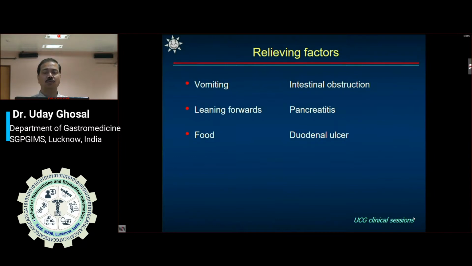Relieving factors: vomiting relieves the pain of intestinal obstruction. Leaning forward relieves the pain of pancreatitis, but remember, only 50% of the patients with pancreatitis will give a history of pain getting relieved by leaning forward. Food relieves the pain of duodenal ulcer, but it aggravates the pain of gastric ulcer.